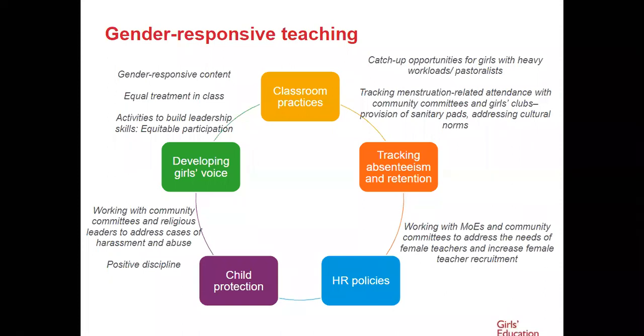How teachers and school leaders are tracking absenteeism and retention for both girls and boys and the levels of tolerance to absenteeism. How female teachers are hired and kept within the system. How teachers and the school leaders are supporting child protection or are not supporting it. And last but not least, how teachers and school leaders are helping girls to develop their voice and self-confidence.